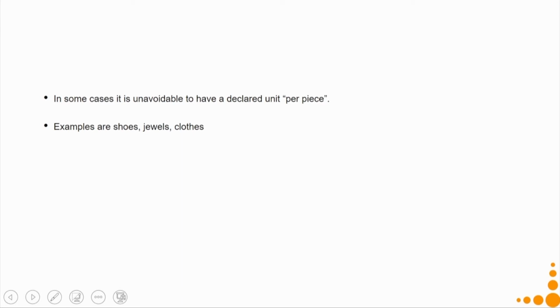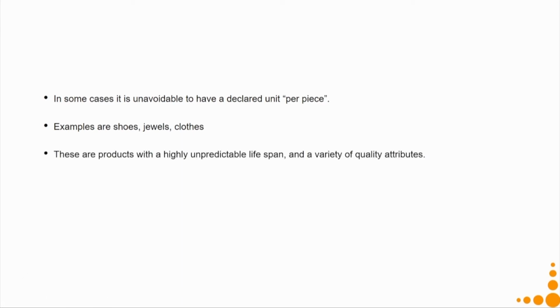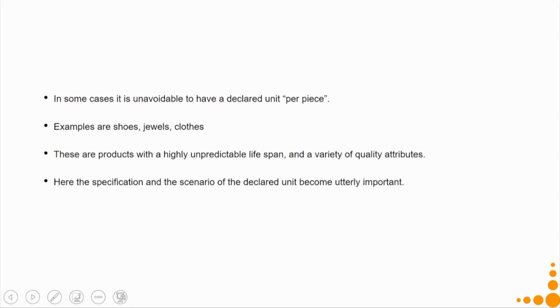Examples can be shoes, jewels, clothes. These are products with a highly unpredictable lifespan and a variety of quality attributes. So a jewelry or a shoe or a cloth, they all have very unpredictable lifespans and a variety of quality attributes. Hence, the specification and scenario of the declared unit becomes utterly important.